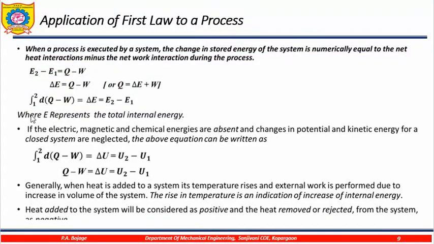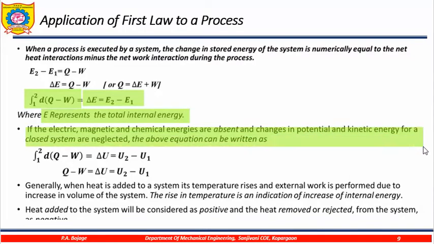So we have to integrate LHS and RHS. Integral 1 to 2 of dQ minus dW is the RHS, and delta E will get converted into E2 minus E1. That capital E, as we have just discussed, is the total energy or the net change in the internal energy. If the electric, magnetic or chemical energies are absent and the changes in potential and kinetic energy for closed systems are neglected, the above equation can be written as follows.